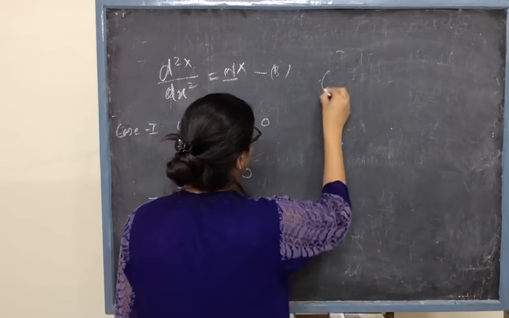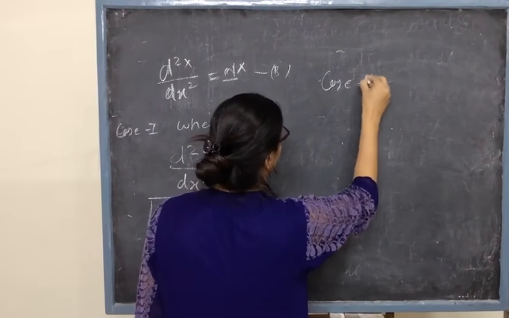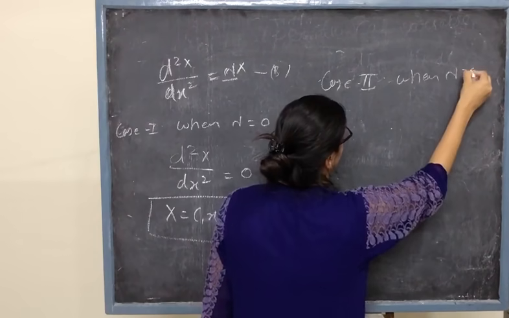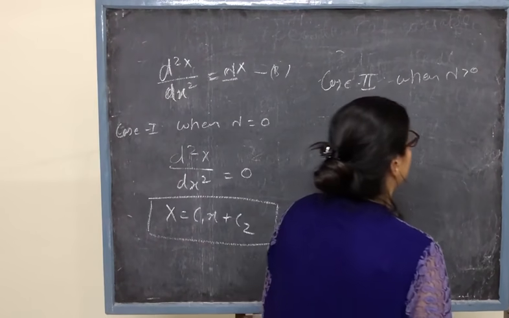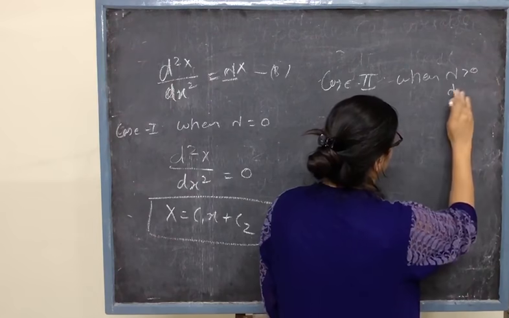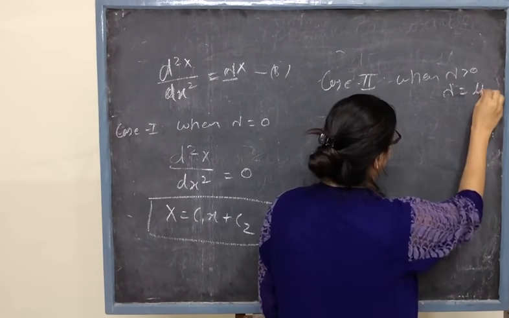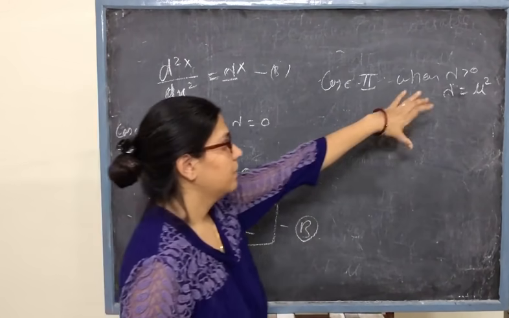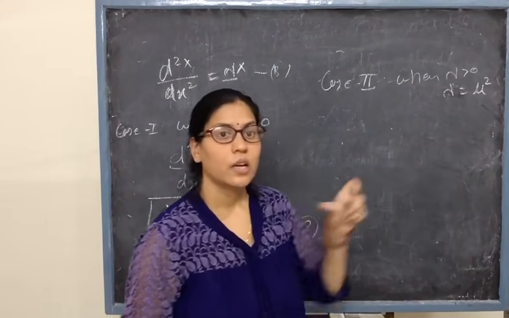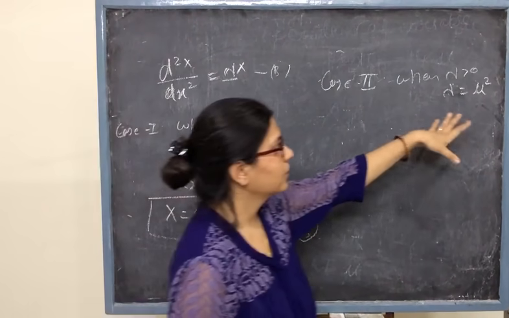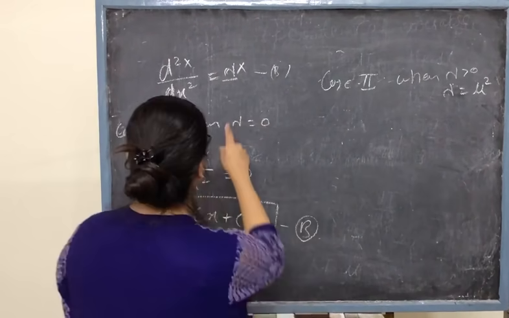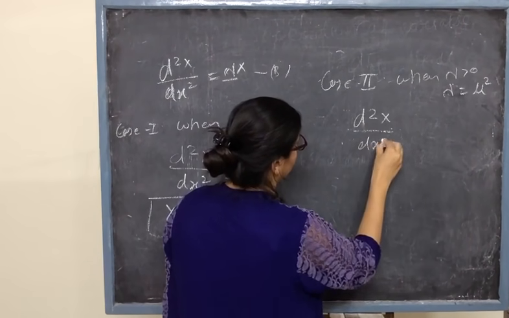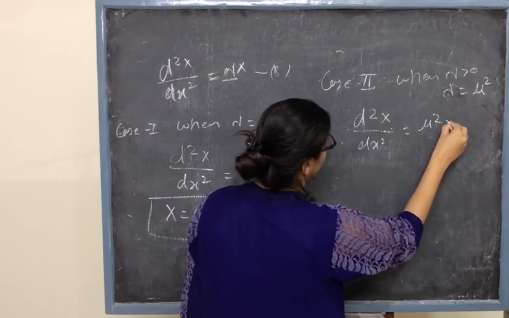Now case second, when lambda is greater than 0, we can say lambda equals some mu square, where mu is positive. Mu is whatever value, lambda is greater than 0, so the square value is always positive, so we take lambda equals mu square. Putting this in equation 1, what will we get? d2x over dx square equals mu square x.